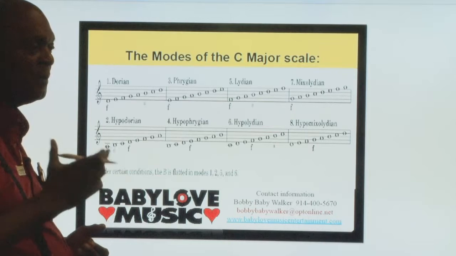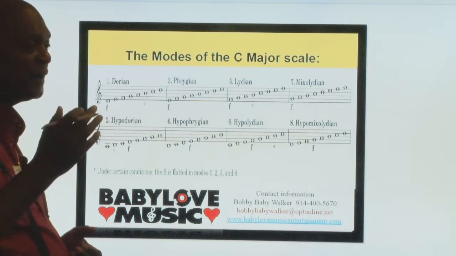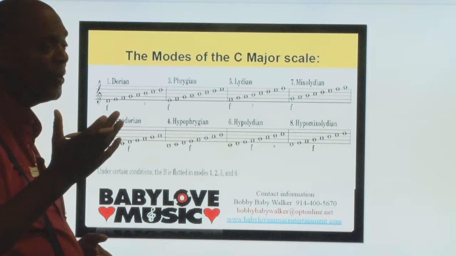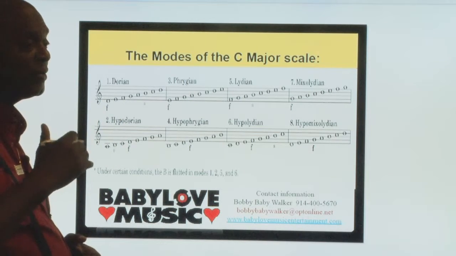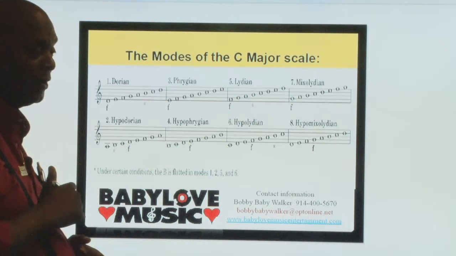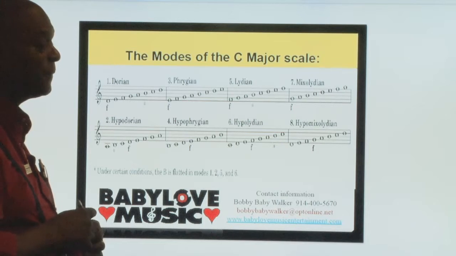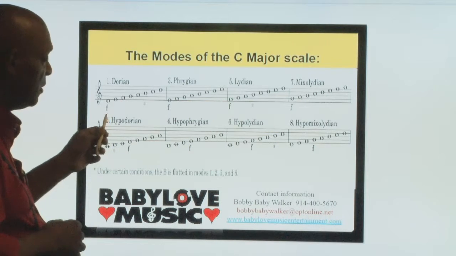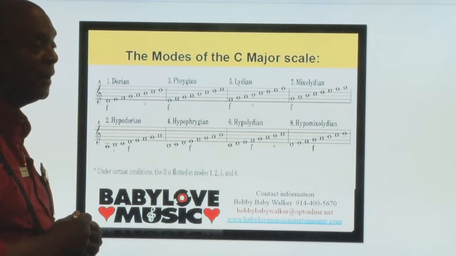Do, re, mi, fa, sol, la, ti, do. Do, ti, la, sol, fa, mi, re, do. All right? Every Dorian scale should sound like re, mi, fa, sol, la, ti, do, re, then back down: do, ti, la, sol, fa, mi, re. It doesn't go down to do.